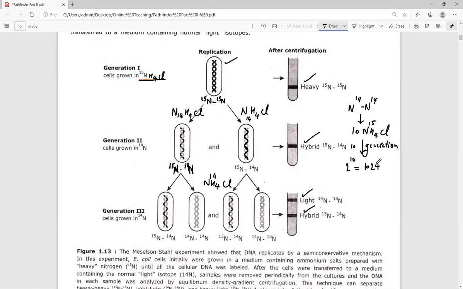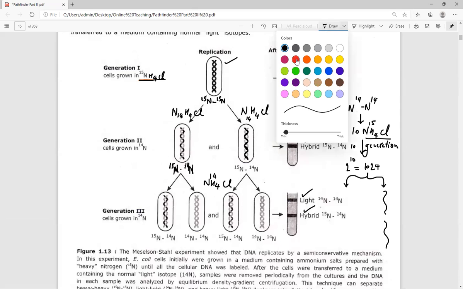Now, out of these 1024, which would be the different types of DNA molecule? Remember, the DNA has been grown in heavy nitrogen. How many different DNA molecules will be there? See, because there were 2 N14 strands, and now all the reactions are being done in N15 nitrogen. So the two original strands will remain N14 type. Let this be N14 type. Let this be N14 type. Others will always remain N15 type.